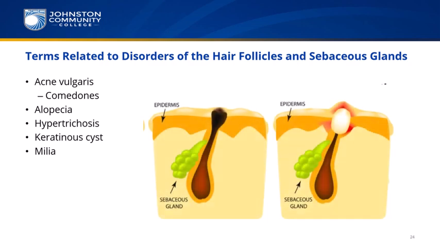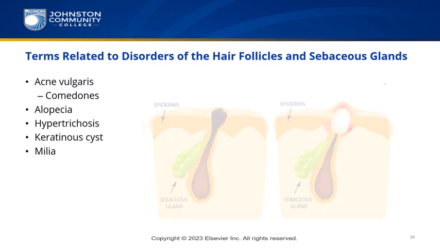Open comedones are blackheads. Think that they're open so that dirt can get in. While closed comedones are whiteheads. They're still covered so dirt goes right over them, therefore the pus stays white.